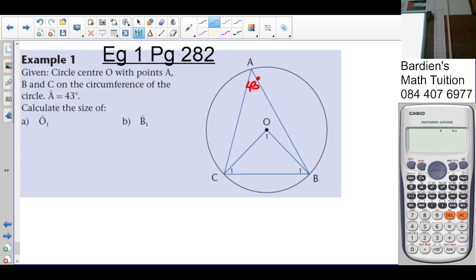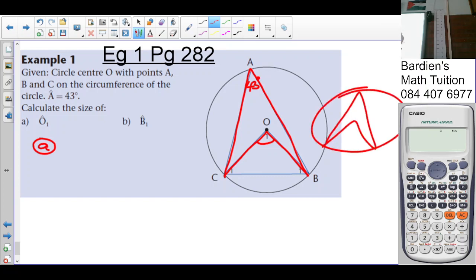Okay, so. Right, people, the first question is, calculate the size of angle A1. Angle A1. What do you see? Angle at center is twice angle at circumference. Yes. So if you look at this, CB subtending angle O1 at the center, the same arc BC is subtending that angle at circumference. You should see this here. Angle at center is twice angle at circumference.